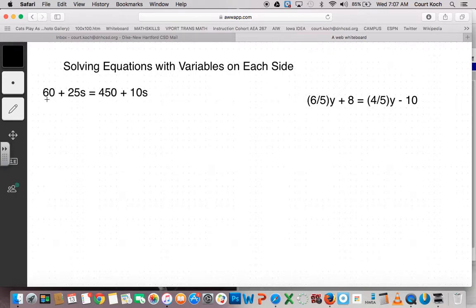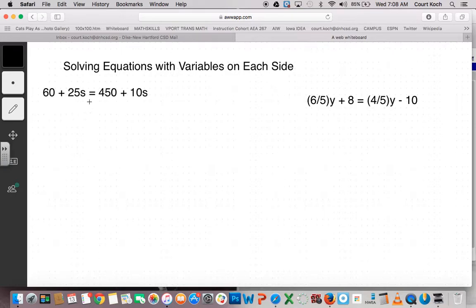So in the first problem, 60 plus 25s equals 450 plus 10s. The first thing I'm going to do is remember PEMDAS, my order of operations. I'm still going to undo things, but I'm going to undo things with the goal of keeping the variable together and trying to get both of them together on one side. Once I have the variable together on one side, then I can solve it just like I was yesterday.